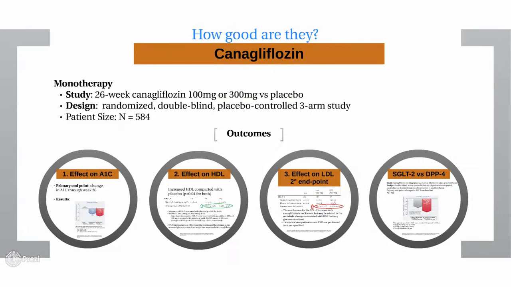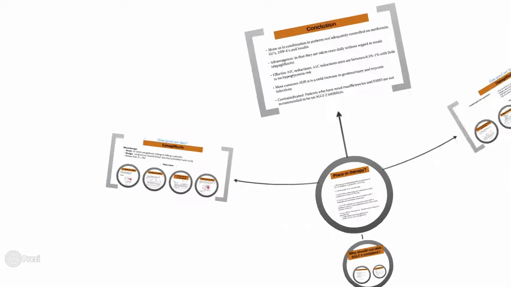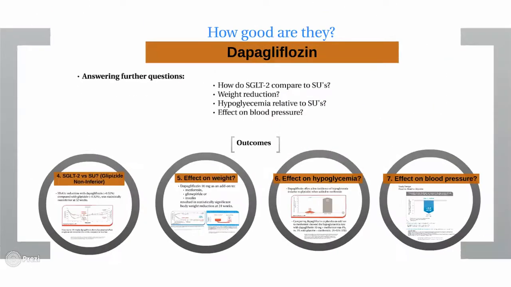So again, this was for canagliflozin. We're going to swing over to dapagliflozin, and we're going to answer more questions about how good they are. We've seen their glucose lowering effect. We've seen their beneficial reductions in A1C. We've seen that they have some additional benefit in HDL. Let's transition over to answer a little bit more questions.